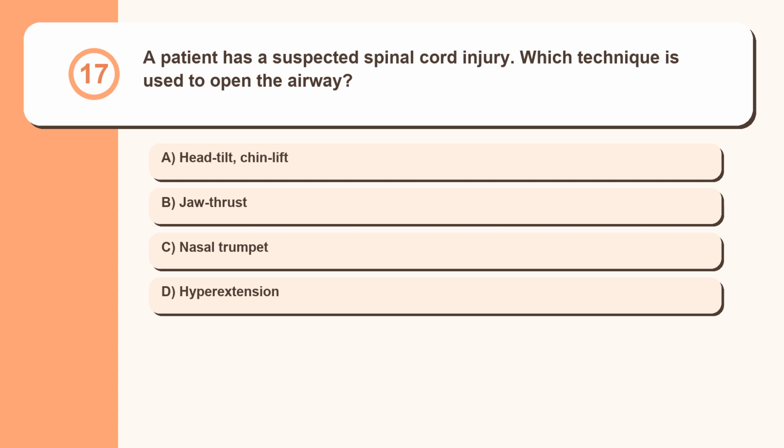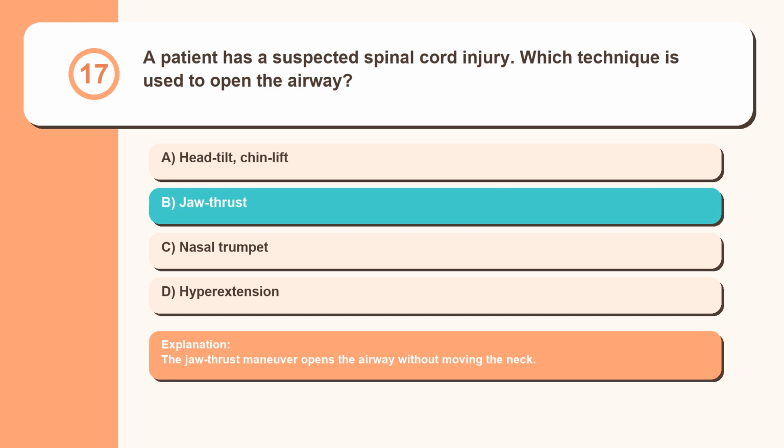Question 17. A patient has a suspected spinal cord injury. Which technique is used to open the airway? Head tilt, chin lift, jaw thrust, nasal trumpet, hyperextension. The jaw thrust maneuver opens the airway without moving the neck.